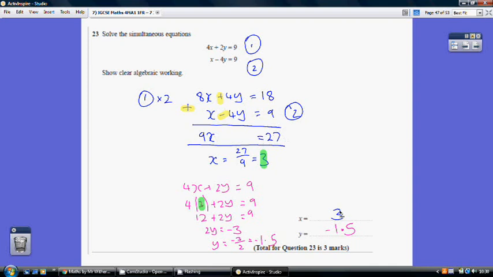Now to work out what y is, I start again really. Take either of the opening equations. I've taken the top equation, so I'm just starting off with 4x plus 2y equals 9. But I've just worked out that x is 3, so I can substitute 3 into this x value. So 4x is 4 times 3, which is 12. So 12 plus 2y equals 9. Take away 12 from both sides, I get 2y being minus 3. Halve this, I get y being minus 1.5. So x is 3 and y is minus 1.5.